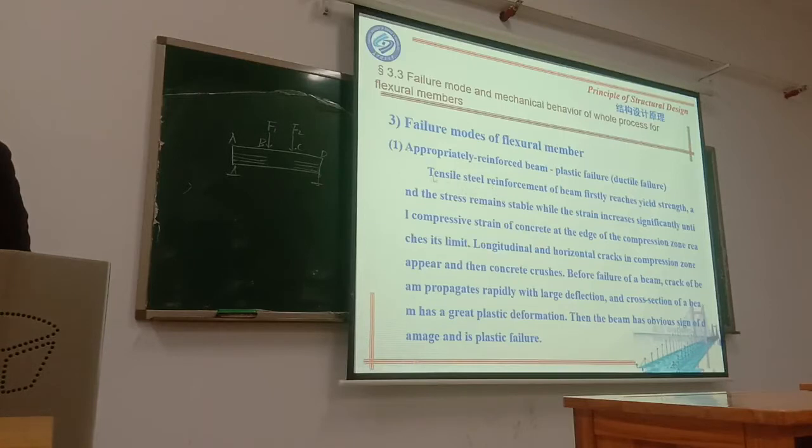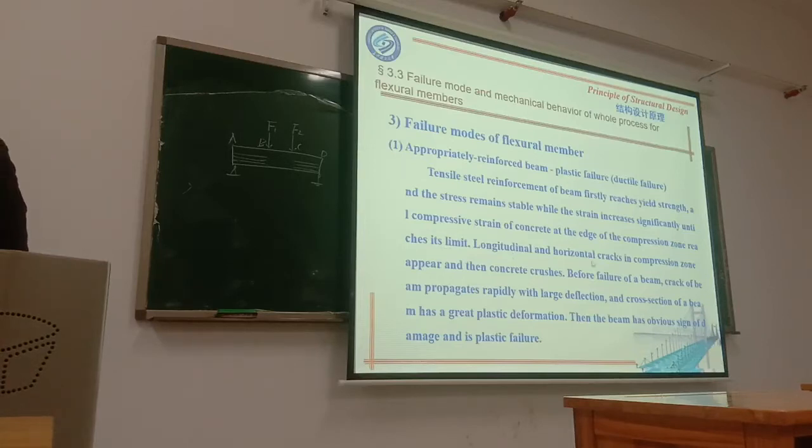The tensile steel reinforcement of the beam firstly reaches its yield strength, and the stress remains stable while the strain increases significantly until the compressive strain of the concrete at the edge of the compressing zone reaches the limit. So, at the end of the second phase, the steel reaches the yield strength, but the concrete in the compressing zone has not reached its compressive strength. That means the steel reaches the yield strength first, and then the stress of the concrete increases until the compressive strength of the concrete at the edge reaches the limit. Reaching the limit means it reaches the compressive strength.